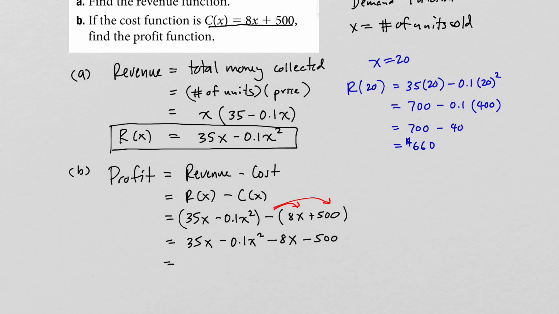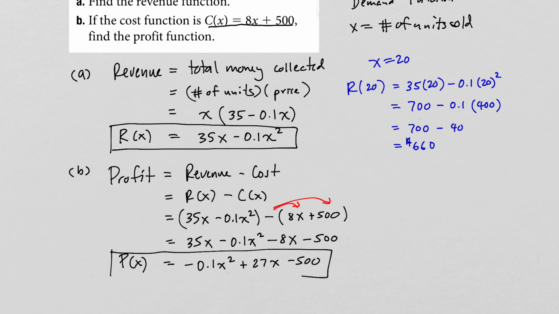And if I reorder this, we have negative 0.1 x squared plus 27x minus 500. And this is what we call capital P of x, which stands for the profit. So this will be the total amount of money that you profit when you sell x units. The thing to notice here is that we are subtracting two functions, and that's why this is in this section, right? Because it fits with the algebra of functions.